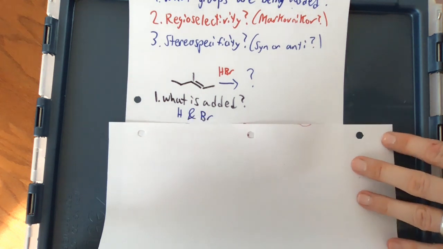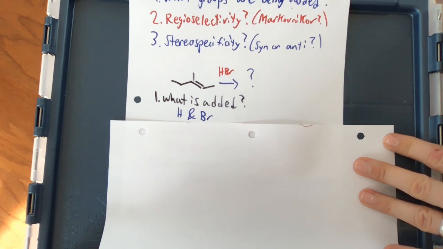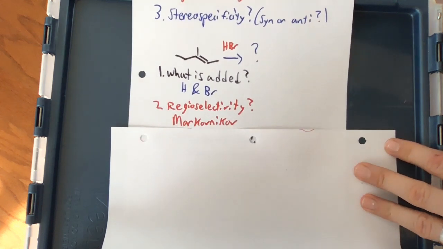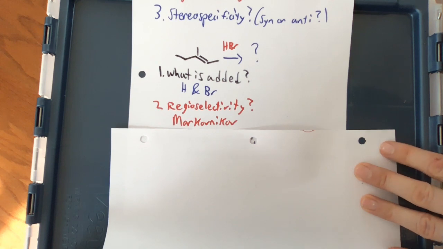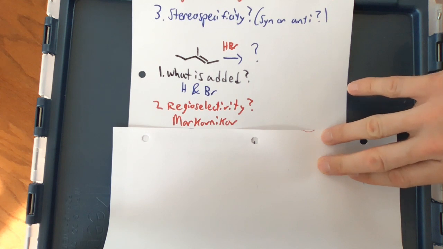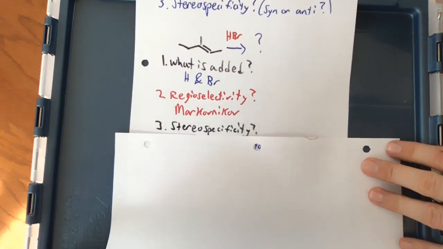Now, should we consider any special regioselectivity for adding a hydrogen and a bromide? This should be a hydrohalogenation reaction, right? It's a hydrohalogenation reaction, and those reactions tend to follow Markovnikov substitution rules. Okay, so we have the regioselectivity, and we know that it should be a hydrogen and a bromide that are added. So should we think about any stereospecificity concerns?